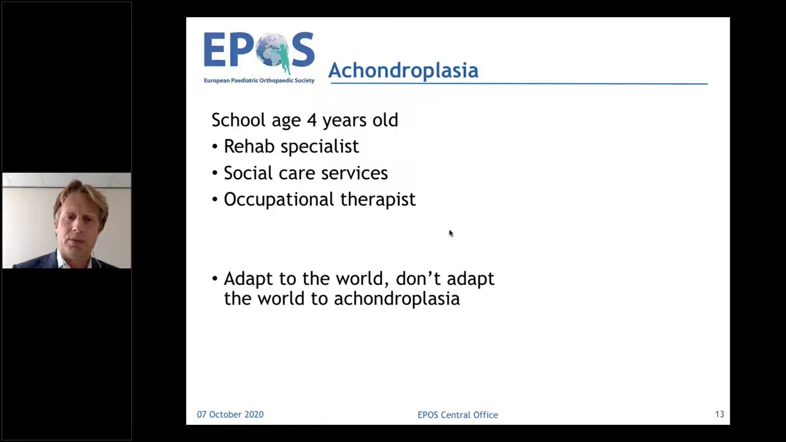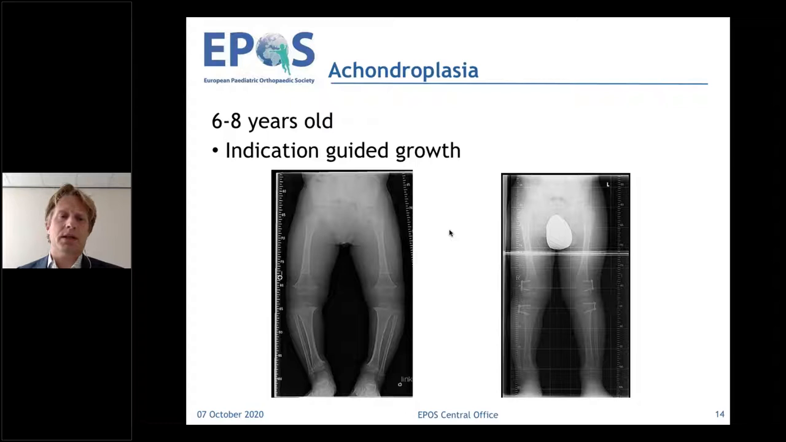Then the next visit will be around 6, when they go to primary school. Normally, this is a good indication for guided growth, as I'm sure Gabriel Minder will discuss later on in the talks. This is a great moment to discuss how to cope with being smaller in primary school. By then, the children really understand that they are smaller and they will have more trouble keeping up with their classmates. So this is a good opportunity to talk to the parents about this.